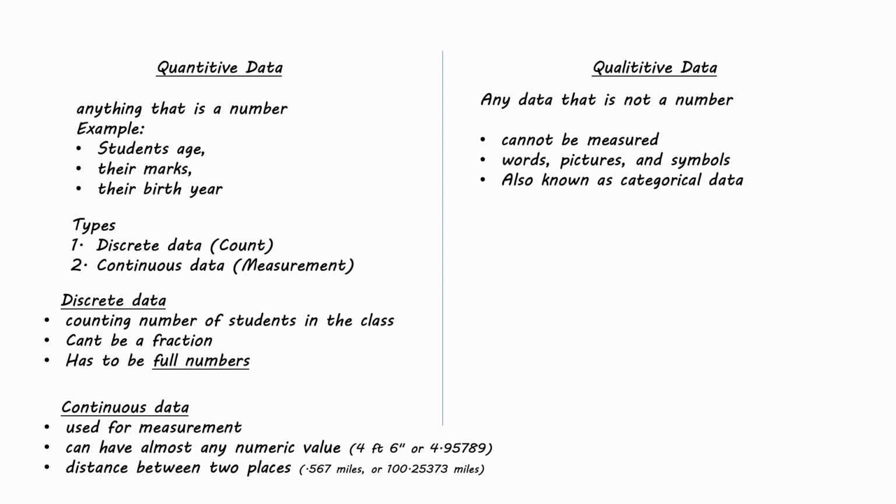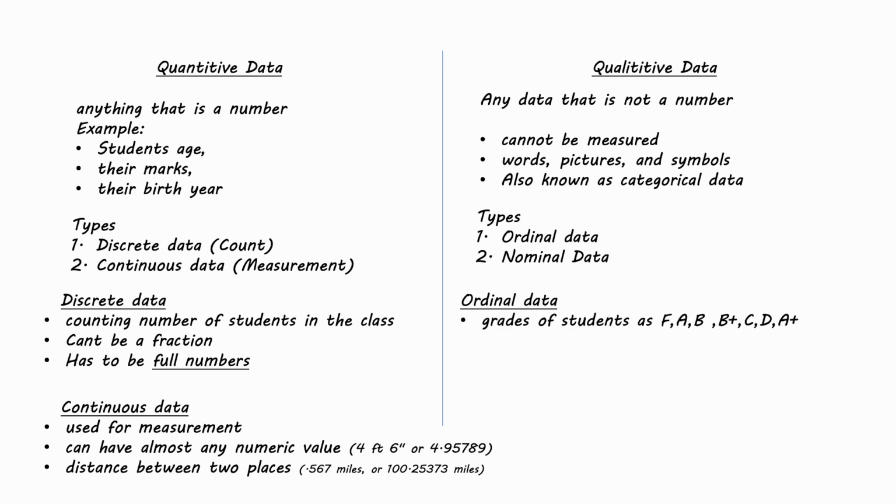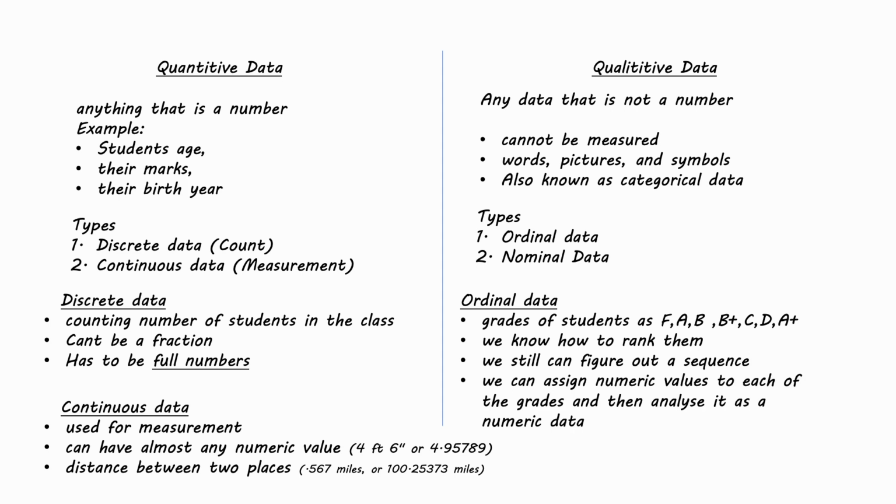There are two types of qualitative data: ordinal data and nominal data. Let's say we have the grades of some students as F, A, B, B plus, C, D, A plus. These are not numbers, but we know how to rank them from high to low. We can say A plus is 1, B is 2, something like this. Even if it's qualitative data, we can still figure out a sequence. And based on this sequence, we can assign numeric values to each of the grades and then analyze it as numeric data. That's why ordinal variables are often considered as in between qualitative and quantitative variables.